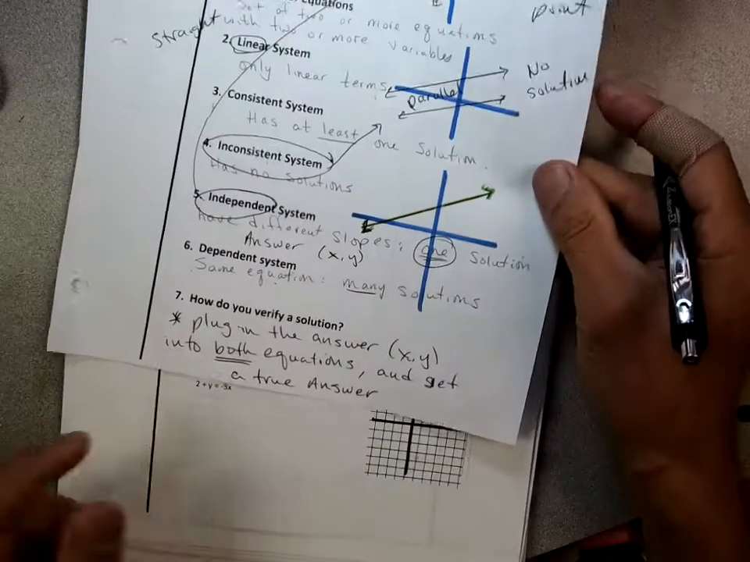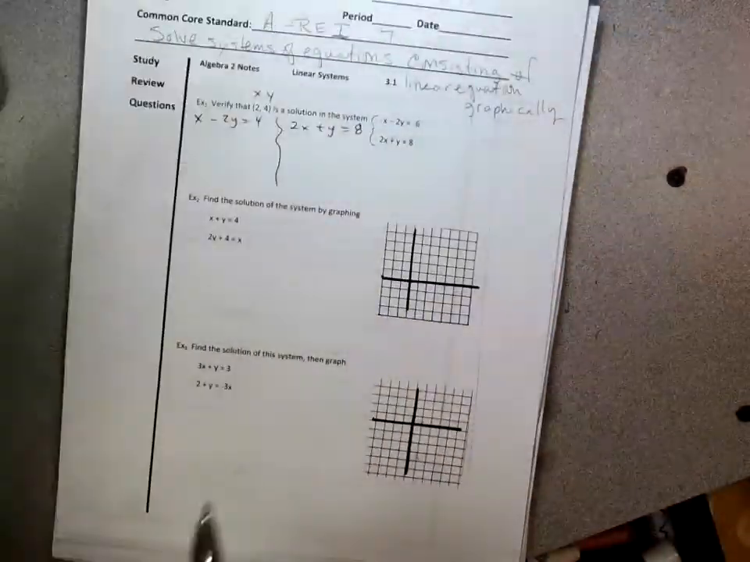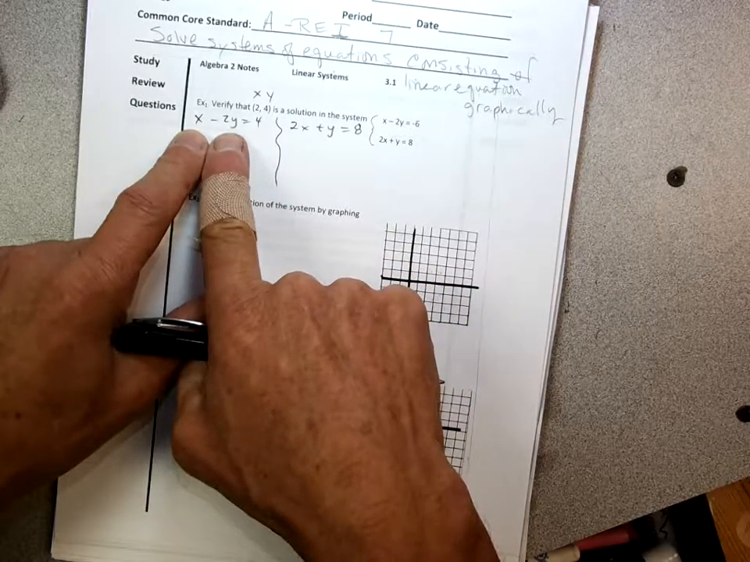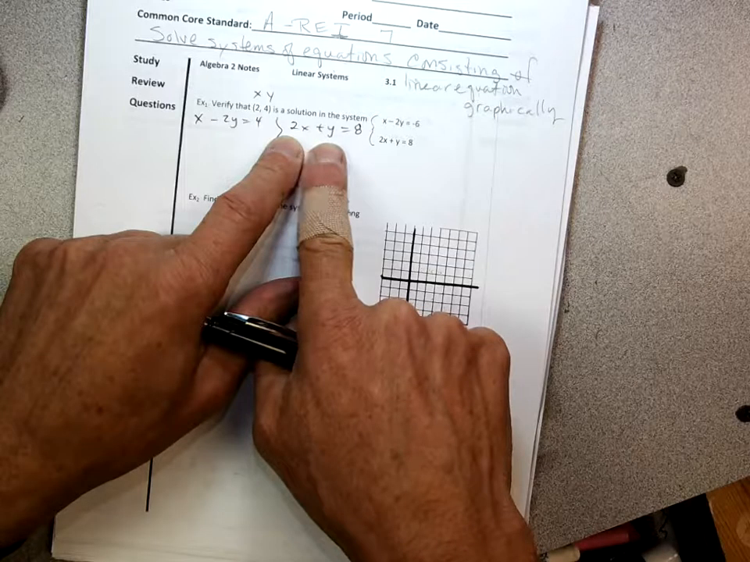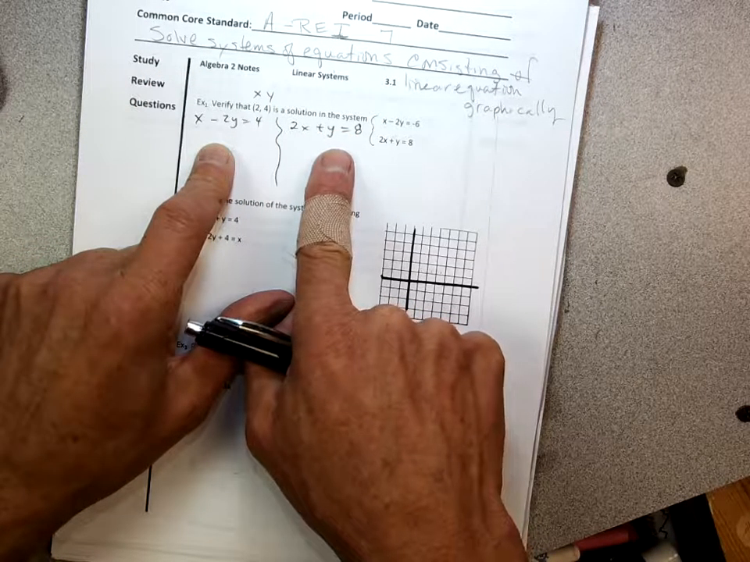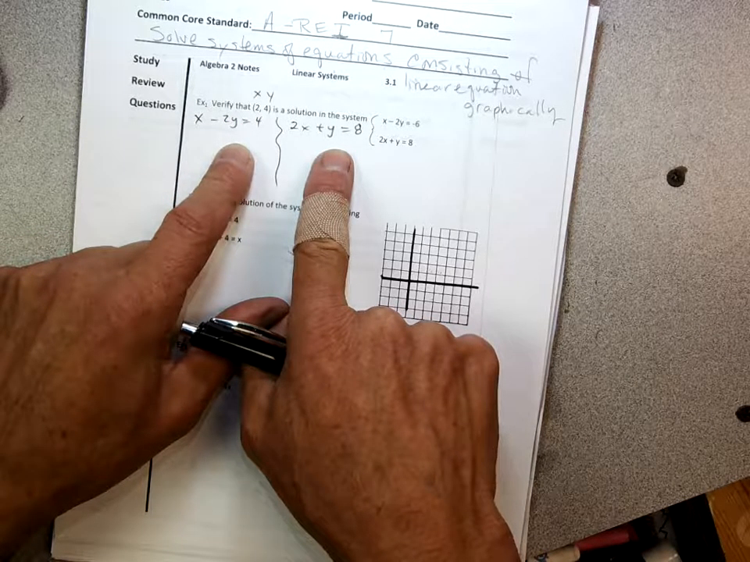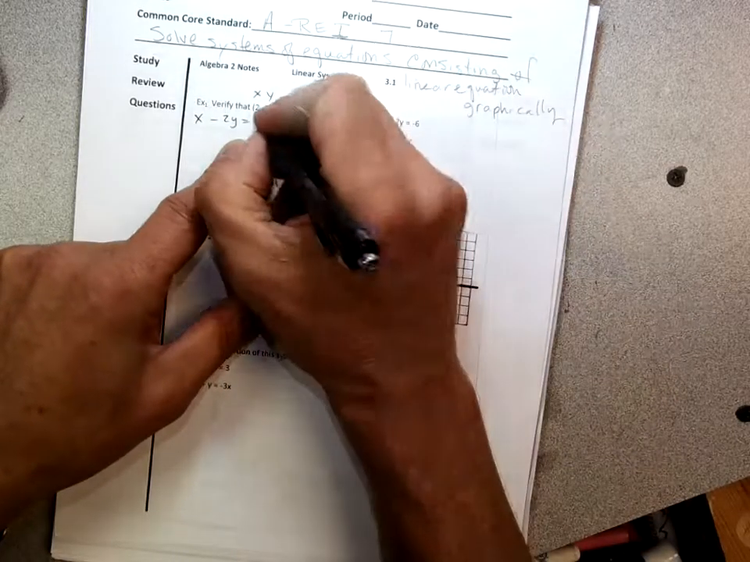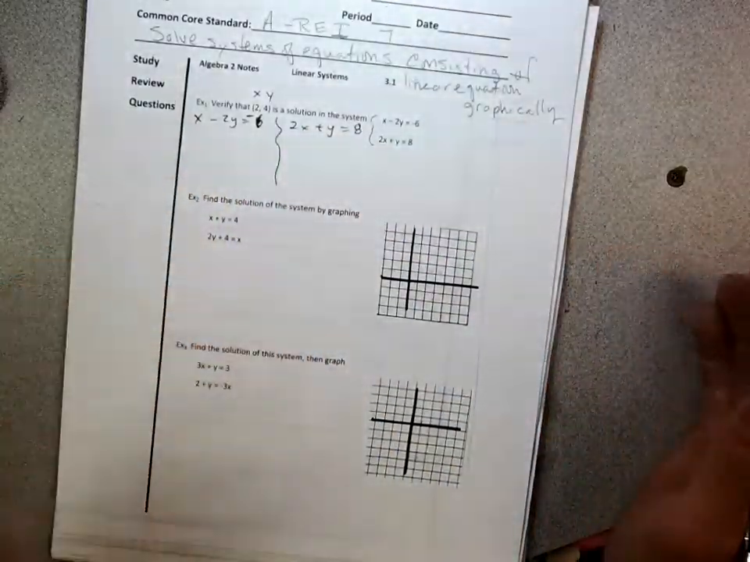So it says plug the answer into both equations and get a true answer. So what I want to do is plug in (2, 4), and it better equal 4. I want to plug in (2, 4), and it better equal 8. If it equals a true statement on both, then yes, this is a solution. Alondra? Oh, thank you, Alondra. I would have made a mistake. Thank you very much. Okay, so let's plug it in.